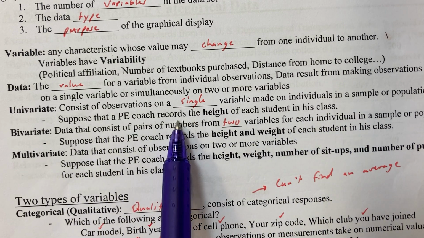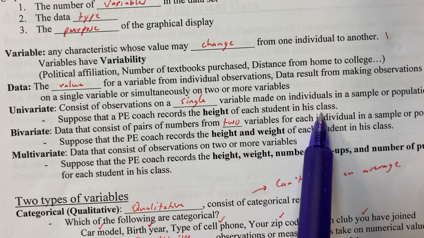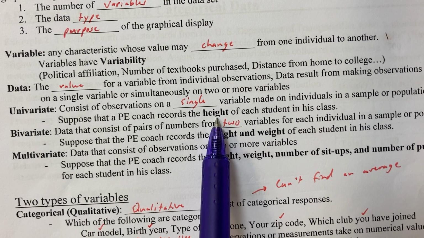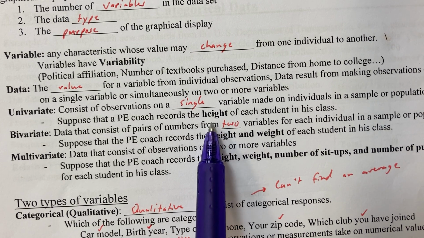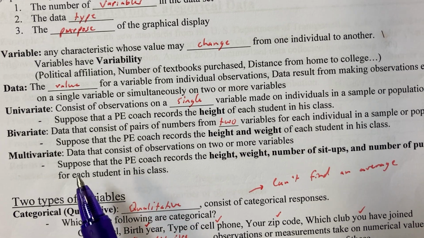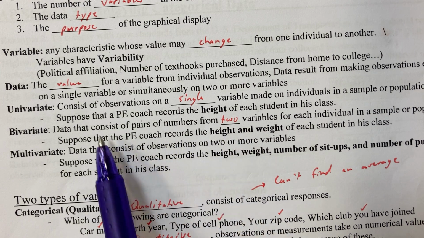Suppose a PE coach records the height of each student in his class. Each height would be a piece of data, and we can analyze the data. We can find the average height. We can find the interquartile range. We can do all sorts of things, like standard deviation, which is all stuff we're going to learn in this class.